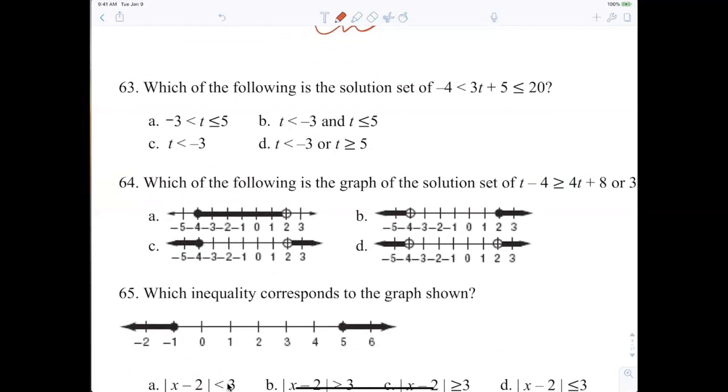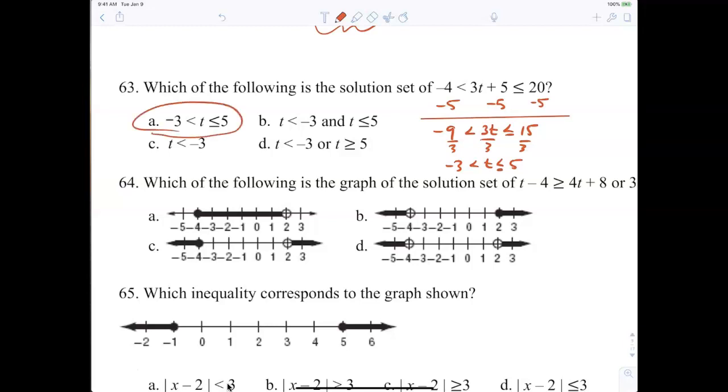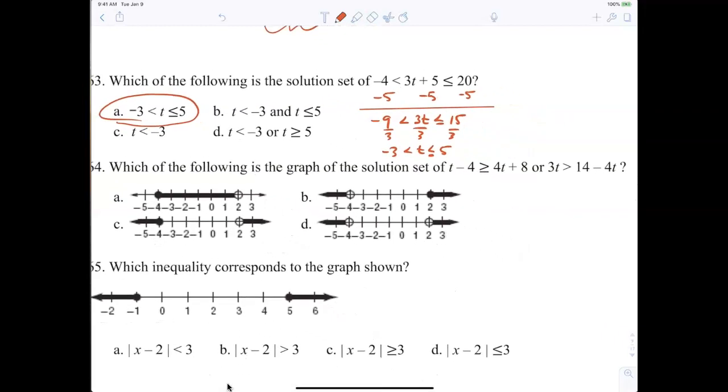All right, so here we go. To solve this, remember we go -5, -5, -5. All right, which brings me to -9 is less than 3t less than or equal to 15. Divide by 3, divide by 3. So -3 is less than t, which is less than 5. So that just means that t is somewhere between -3. Uh-oh, I almost forgot the equal to sign. Correct answer is A. All right.